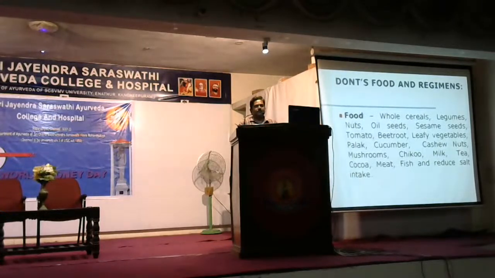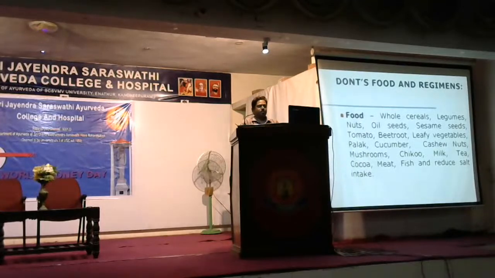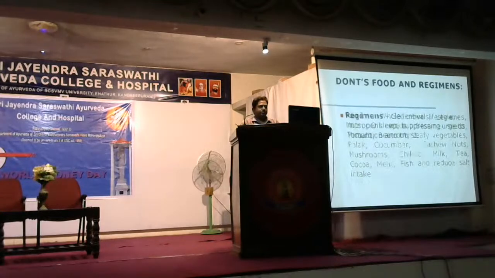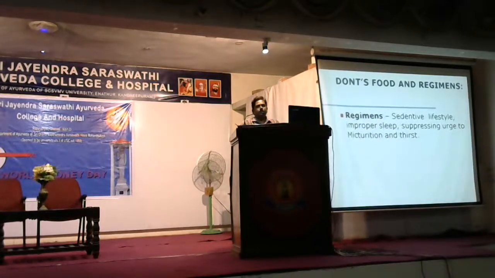So these are apathya in kidney diseases: whole cereals, legumes, nuts, oil seeds, sesame seeds, tomato, beetroot, leafy vegetables, cucumber, cashew nuts, mushrooms. These are all rich in phosphorus and oxalates, which are not good for the kidney. The regimens which are apathya in kidney diseases are a sedentary lifestyle, improper sleep, and suppressing urges like micturition and also thirst. So these lead to kidney diseases.